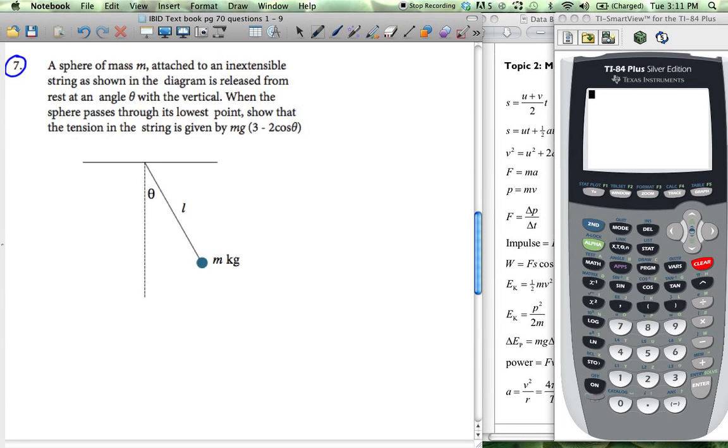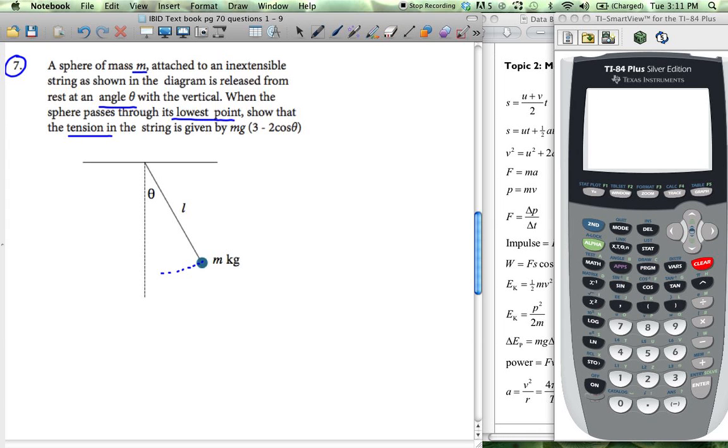Question 7. A sphere of mass m attached to an inextensible string, as shown in the diagram, is released from rest at an angle theta with the vertical. When the sphere passes through the lowest point, show that the tension in the string is given by mg(3 minus 2 cos theta).